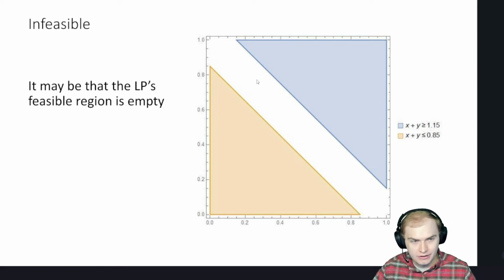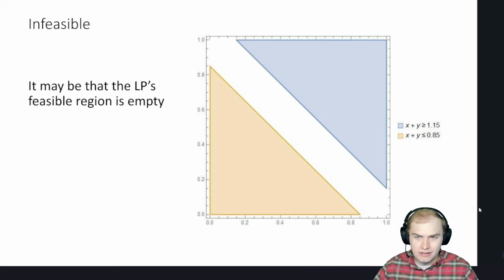We see here, if we just have a fairly obvious system, two constraints with the same left-hand side, but opposing inequalities to the right-hand side, we're not going to have any intersection of those two half spaces, and so the feasible region is empty.